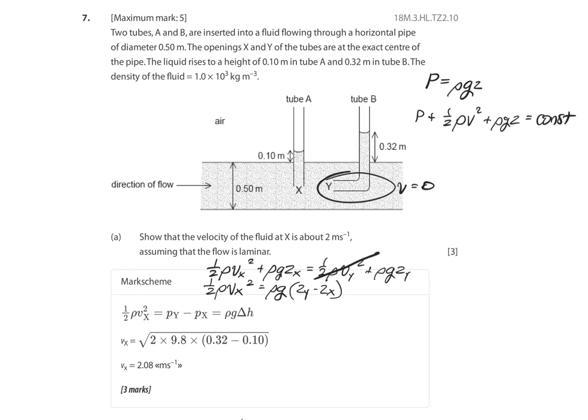So we can get rid of the density. We don't need the density. It cancels out. In the end, the velocity at x is √(2g(zy minus zx)), which is exactly what this is saying right here. 2 times 9.81 times 0.32 minus 0.1, and what we wind up with is 2.08 meters per second, which is about 2 meters per second.